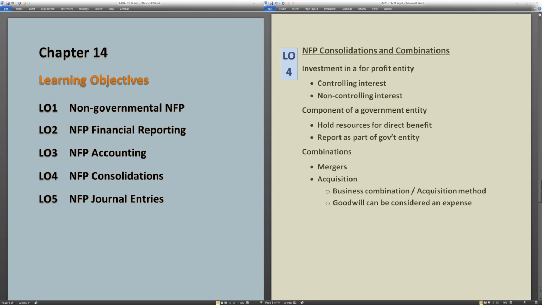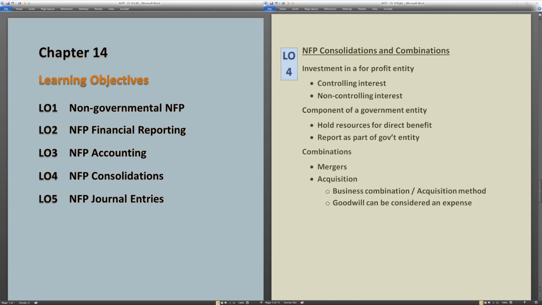If a not-for-profit invests in a for-profit entity, there's going to be two situations. Either it has a controlling interest or not a controlling interest. And if it has a controlling interest, it needs to consolidate the for-profit entities into their financial information. If it's a non-controlling interest, we would just use the equity method. And for those of you who've been through advanced accounting, you know what the equity method is.